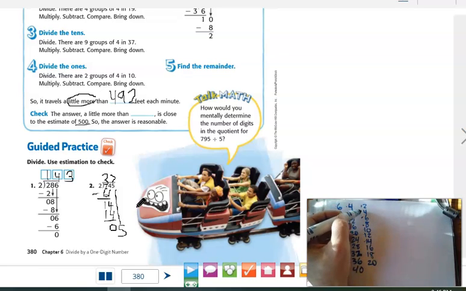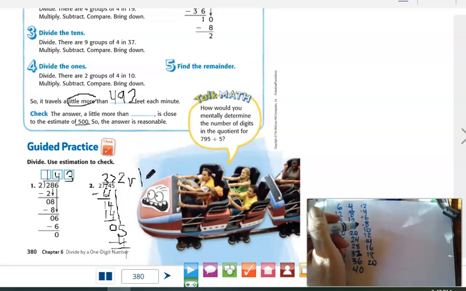But 6 is too big. 4 is closest, that is less. It is 2 jumps down. So 372. 2 times 2 is 4. I subtract those. I get 1. 5 minus 4 is 1. So my remainder is 1. So I've got 372, remainder 1. And that's the way this division problem is done.